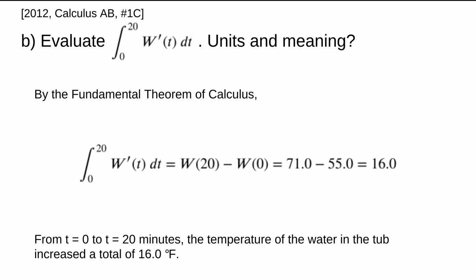Basically, all this is really telling us is the difference between the temperature of the water after 20 minutes compared to what it was at the beginning. So this value just means that over that 20-minute period from t equals 0 to t equals 20 minutes, the temperature of the water in the tub went up 16 degrees Fahrenheit.